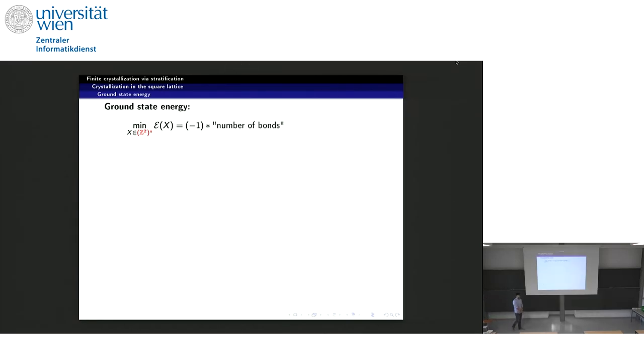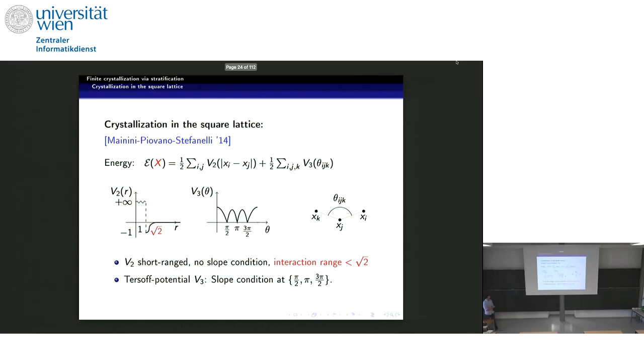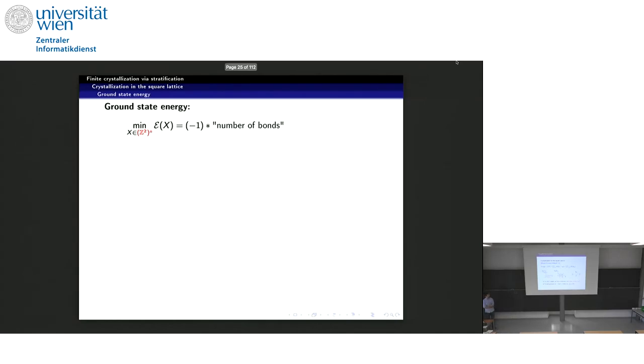Okay, so the first thing that I want to do with you is to discuss what minimal energy you can expect. First of all, to keep things simple, let's assume that the configuration X is a subset of the lattice. Of course, at the end, that's what I want to prove, but let's first see what kind of energy you can expect. In this case, for sure, the energy is minus 1 times the number of bonds that you have. Why so? Every bond gives you an energy of minus 1. That's coming from the pair potential. And since all the angles are multiples of pi over 2, there is no contribution from the angular potential.